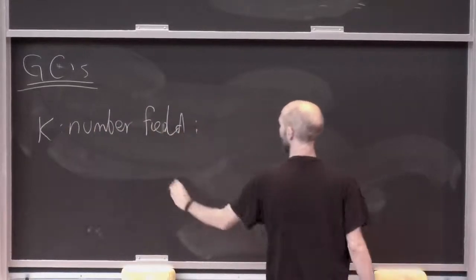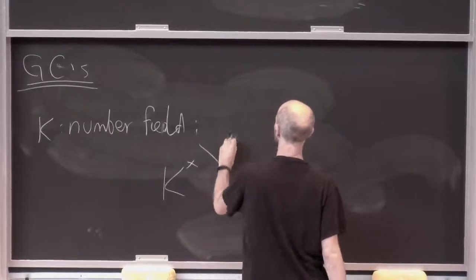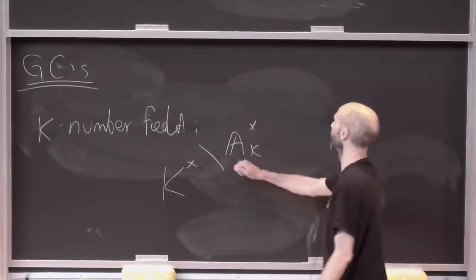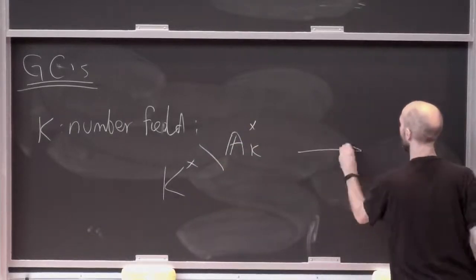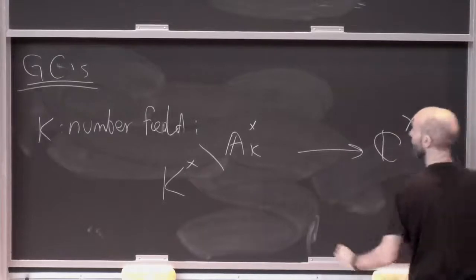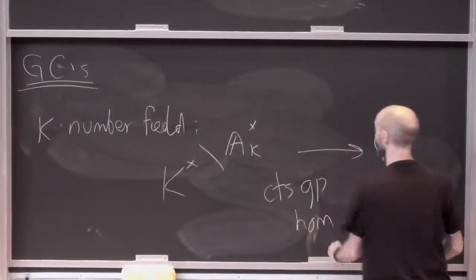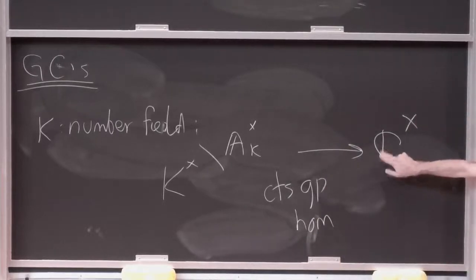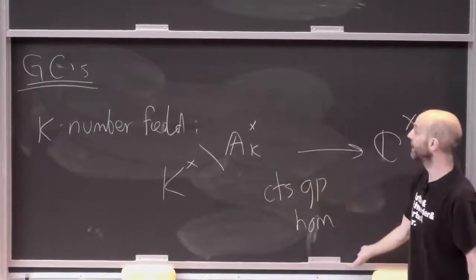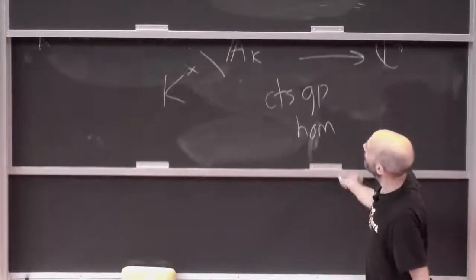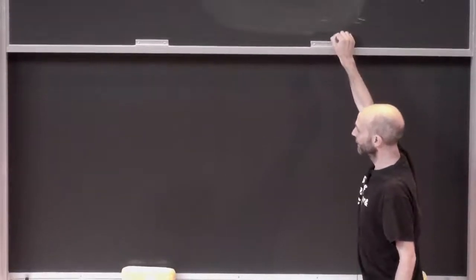And then you have K star lives in AK star, which is some terrifying product that we talked about yesterday, to C star, continuous group homomorphism. So continuous group homomorphism is not scary. C star is not scary. This is a bit scary. So we have to talk a little bit about how unscary this is, right?